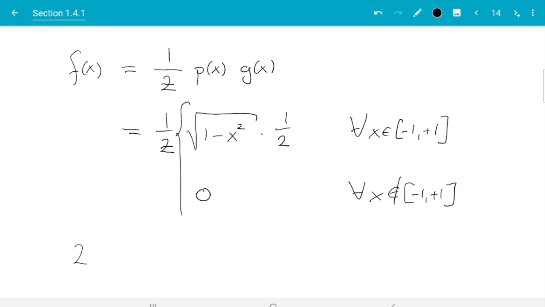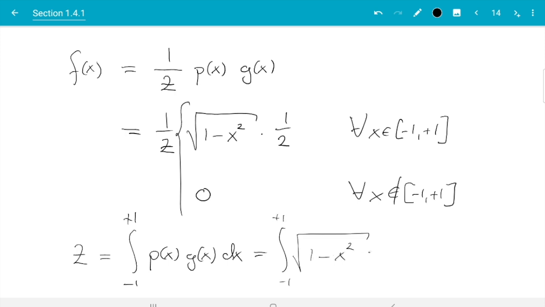And for this, we still need the constant z. That is the integral of p of x times g of x dx. And again, we need to integrate this only from minus 1 to plus 1, because outside the interval, g of x equals 0, and the integrand doesn't contribute. So let's plug that in. That's the integral from minus 1 to plus 1 of square root 1 minus x squared times 1 half dx.